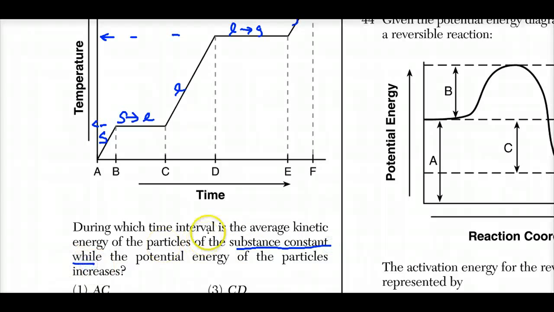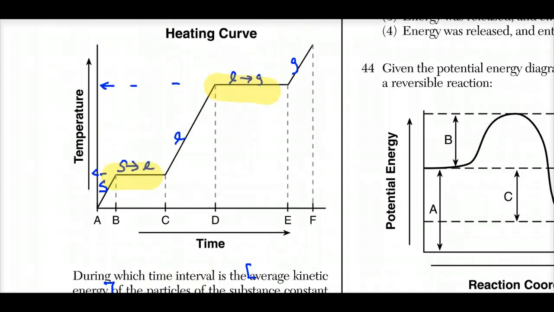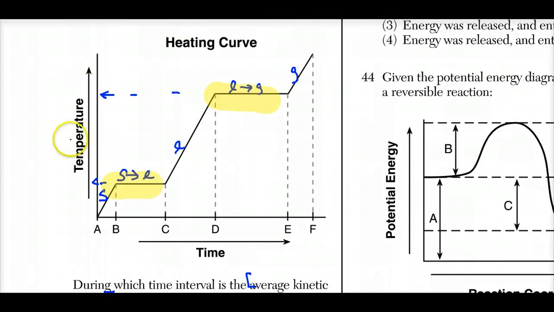Okay, well, average kinetic energy, my friends, in chemistry is temperature. So the temperature is remaining constant right here at the phase changes. Now, they said while the potential energy of the particles increases. Now, potential energy is not measured by a thermometer. A thermometer measures temperature. Temperature is the average kinetic energy.